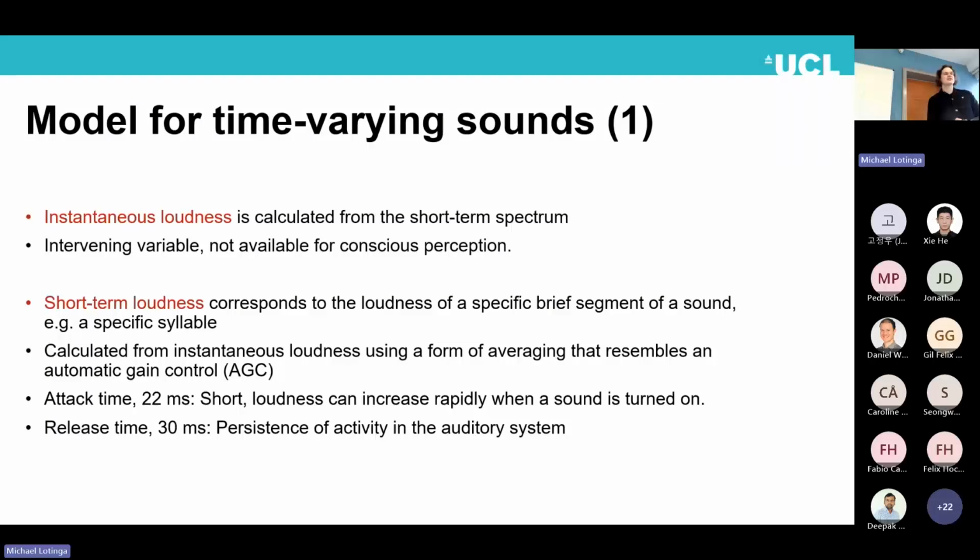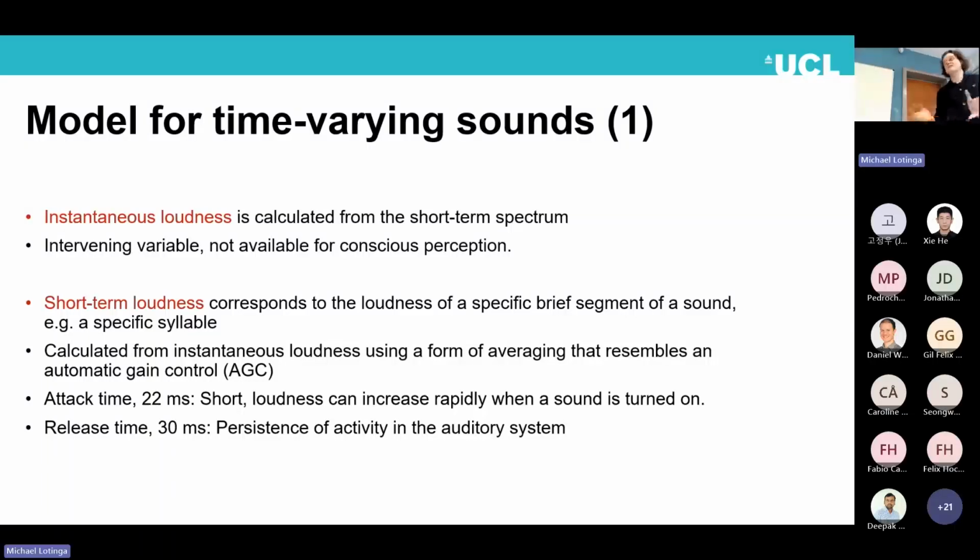In the Moore-Glasberg model, or the Cambridge model, we have three quantities of time varying loudness. The first that we calculate is instantaneous loudness, and we calculate that from the short-term spectrum. We make the temporal window as short as possible, 2 milliseconds for the high frequencies, up to 64 milliseconds for the lowest frequencies, so that we can convert to the frequency domain. Based on that, we calculate the spectrum, the excitation patterns, and so on. And we calculate instantaneous loudness at one specific moment. It's an intervening variable. It's thought that instantaneous loudness is not something that we consciously perceive. So we have it in the model because it's useful, but it's nothing that corresponds to human perception.